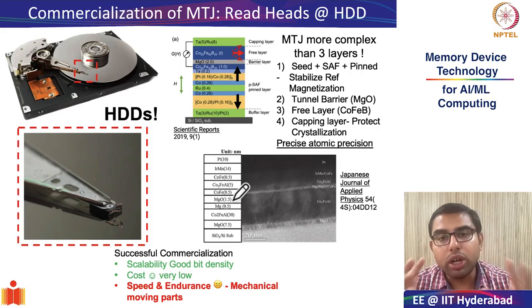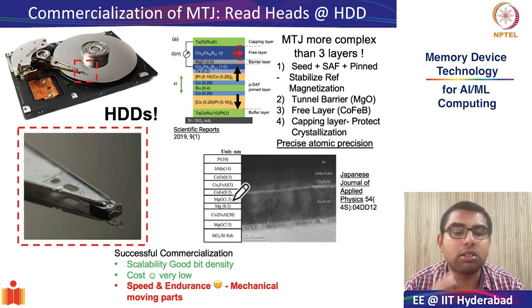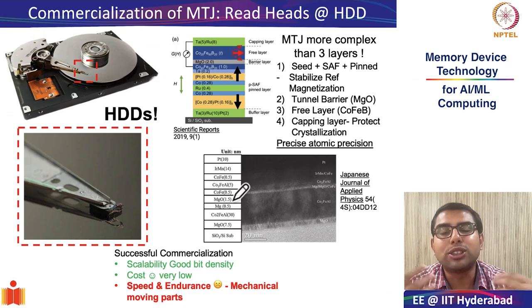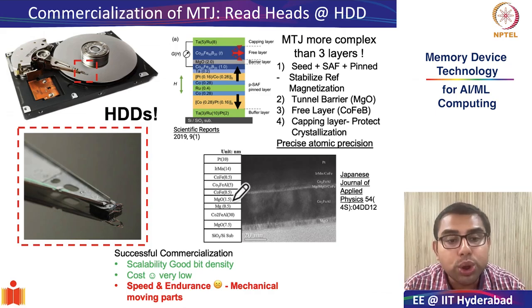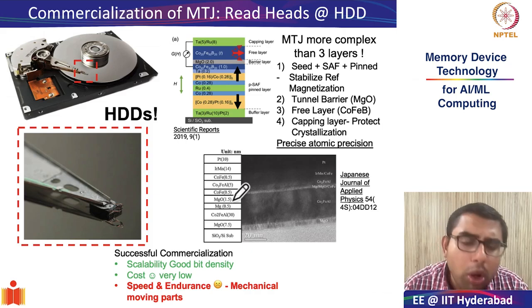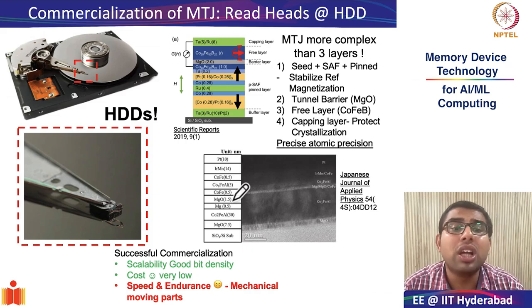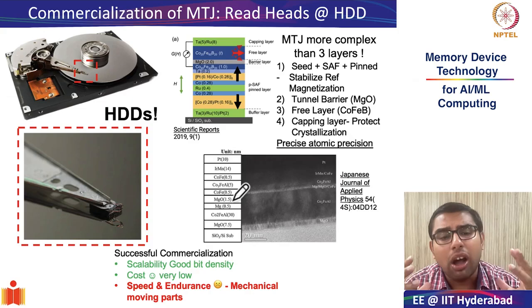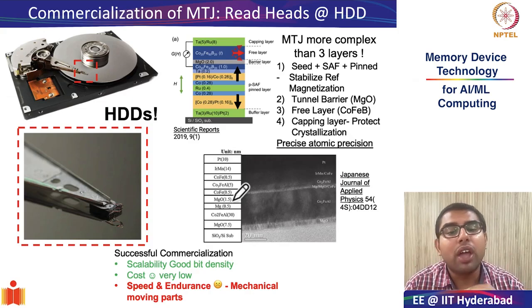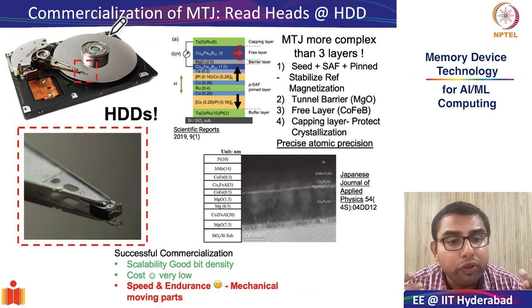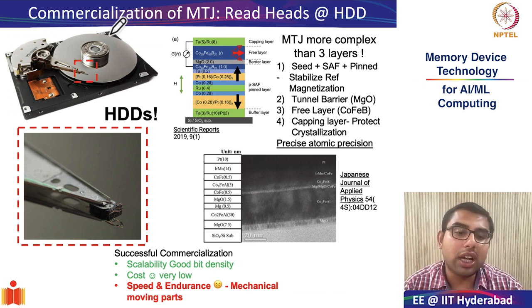However, in the context of eNVM space or storage class memories, these HDDs or this technology is not good enough because the speed is very, very poor. It is 100 milliseconds. And also the endurance is only 10 to the power of 3 or 10 to the power of 4 read and write cycles. All of this is because you have mechanical moving parts, a rotating disk. And this is neither good for speed because it gives you sequential access, nor is it good for endurance.